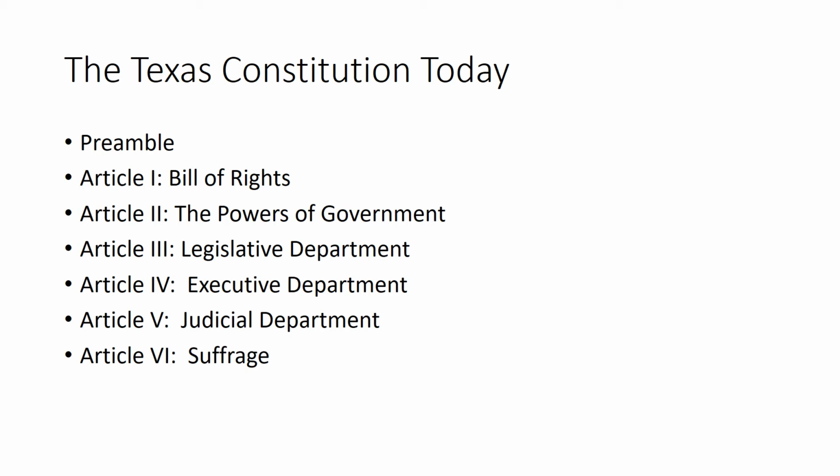Article 6 deals with suffrage. This article states who may vote in Texas and how to conduct elections and registrations. Other than filling elected office, voters can only decide directly on three other matters: constitutional amendments, a state income tax, and legislative salaries.